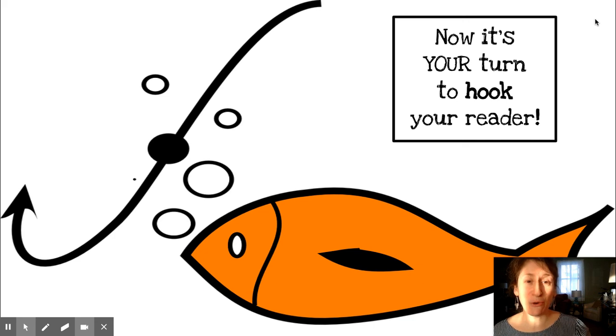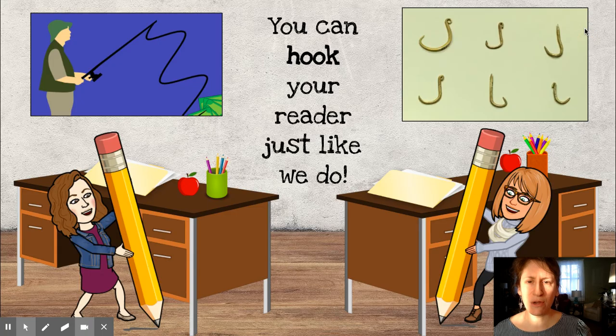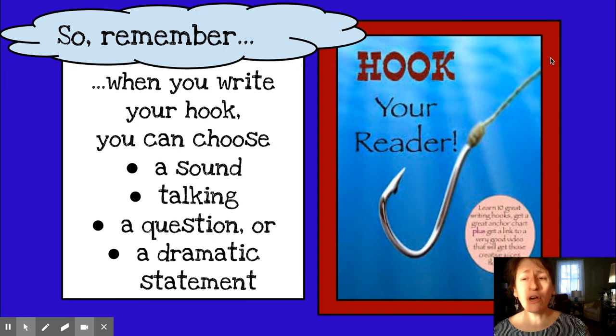Okay, so now it's your turn to hook your reader. You want to get them wanting more. You can hook your reader just like we do. And remember, when you write your hook, you can choose a sound, talking, you can ask a question, or you can make a dramatic statement.